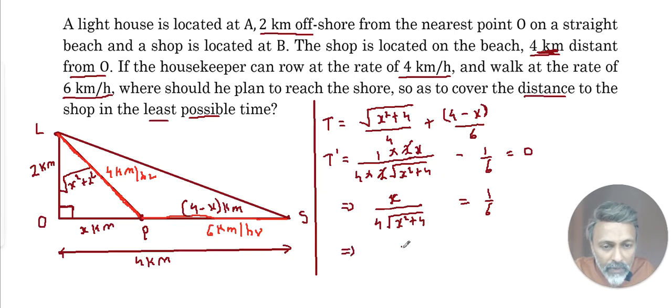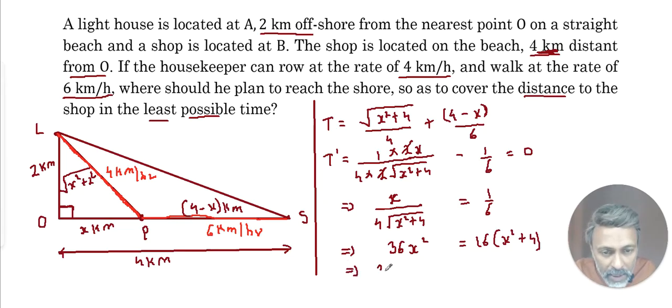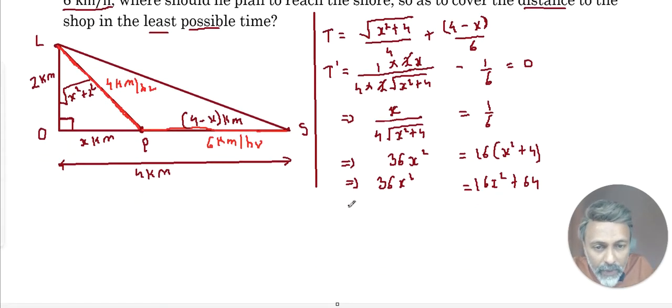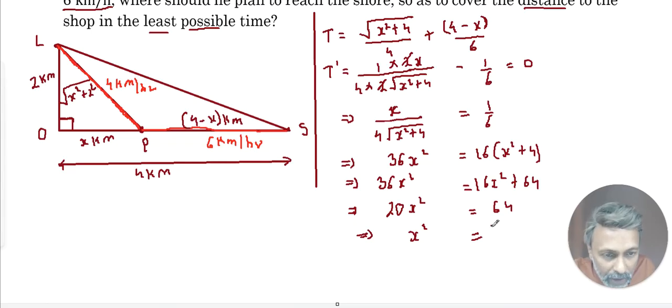Let's square both sides. So x square and 6 square is 36. So 36x square is equal to 16, 4's square, times x square plus 4. Therefore, 36x square is equal to 16x square plus 64. We simplify this further. On subtraction, we get 20x square. So 20x square is equal to 64. We have subtracted 16x square. So x square is equal to, we can divide by 4, so it is 16 upon 5.